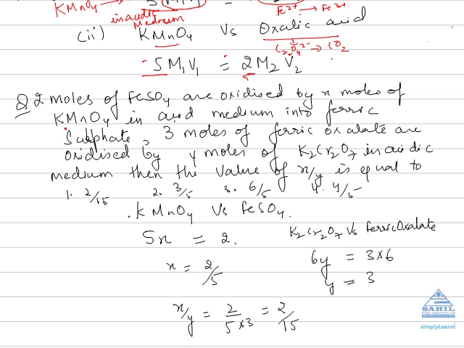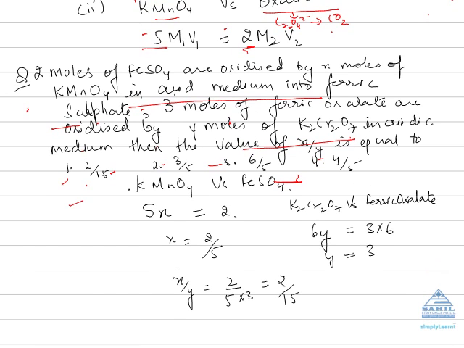For example, 2 moles of FeSO4 are oxidized by X moles of KMnO4 in acidic medium into ferric sulfate. Now 3 moles of ferric oxalate are oxidized by Y moles of dichromate in an acidic medium. Then the value of X by Y is, as we know, X is the number of moles of KMnO4 in acidic medium and Y is the number of moles of dichromate in acidic medium. We have options 2 by 15, 3 by 5, 6 by 5 and 4 by 5.